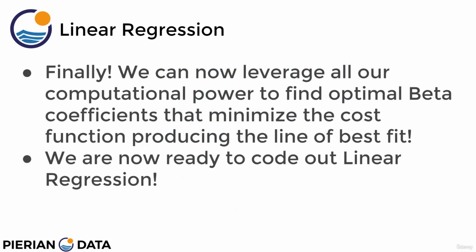So finally, we can now leverage all of our computational power to find that optimal beta coefficient that minimizes that cost function, producing the line of best fit, which means we're finished with the algorithm theory and we're now ready to code out linear regression.